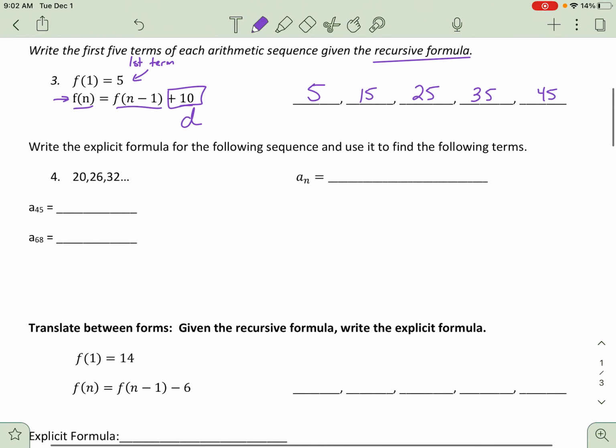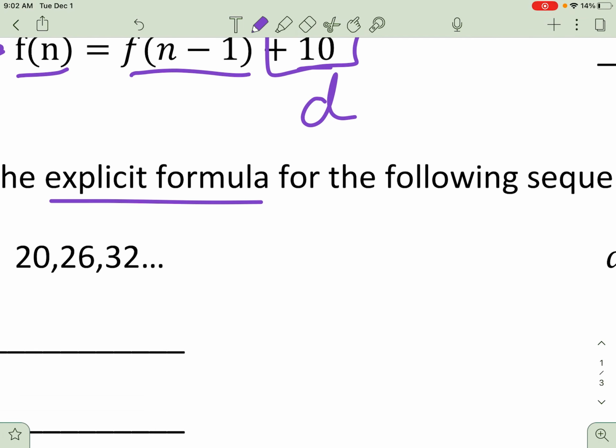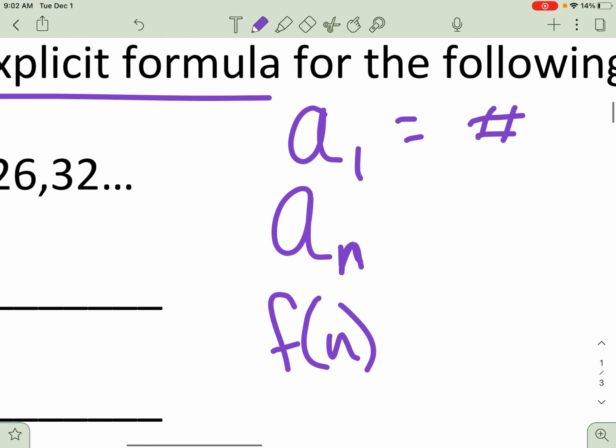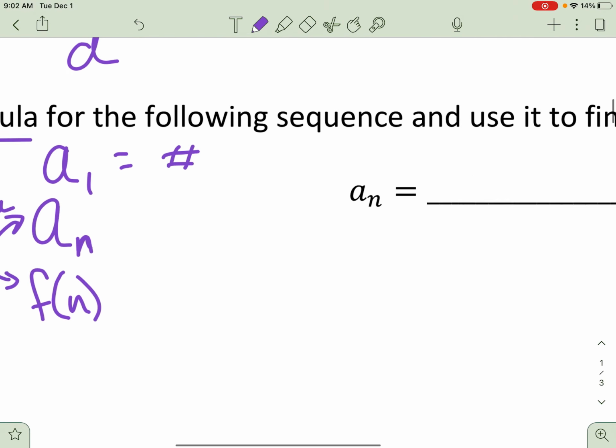All right, now looking at number 4, it says write the explicit formula for the following sequence and use it to find the following terms. Before we do anything else, we're going to write the explicit formula. Remember, the explicit formula usually starts with a1 or f1, and you list the number that it starts with. And then you have a sub n or f of n, either way. I say sub n because it's a subscript. If you were to type it into Microsoft Word, you'd have to use the subscript option. But either way, these are the same thing. So this one says a of n, same thing.